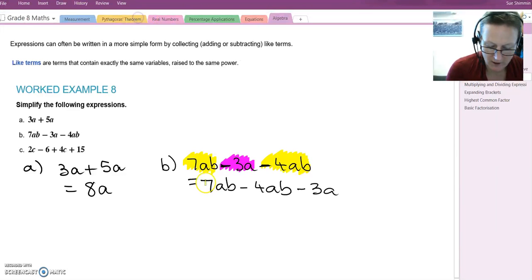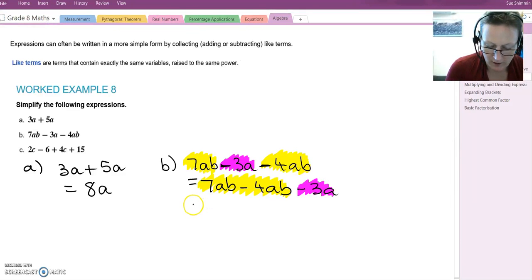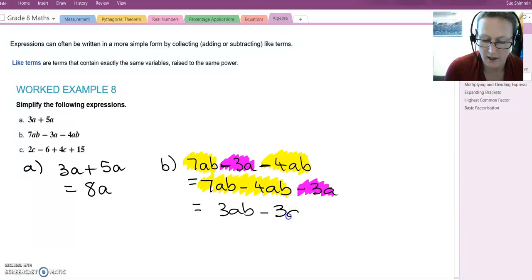So going back here, looking, there are our like terms, and then we have subtract 3a. So if we look at our like terms, 7ab subtract 4ab, if I've got 7 of them, I now subtract 4 of them, I'm left with 3ab, and then subtract 3a. That's all I can do. I can't do any more to that because they're not like terms.